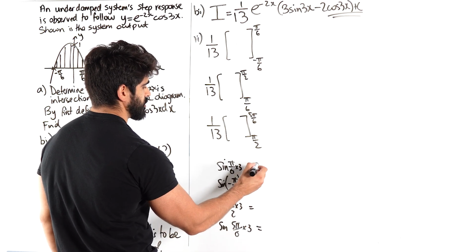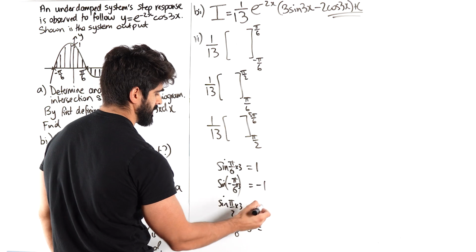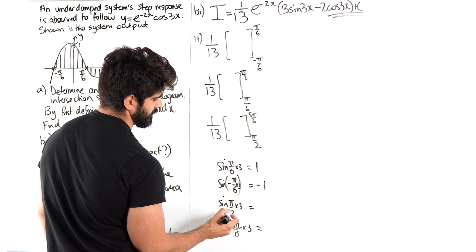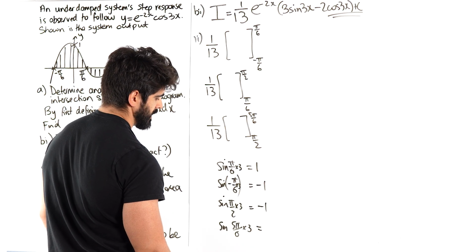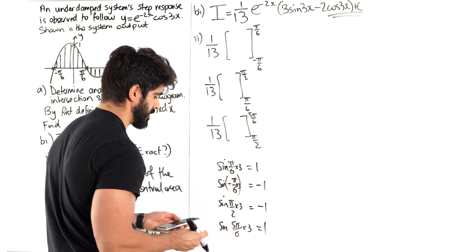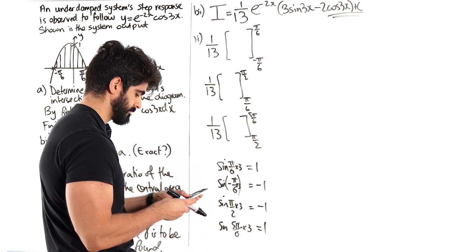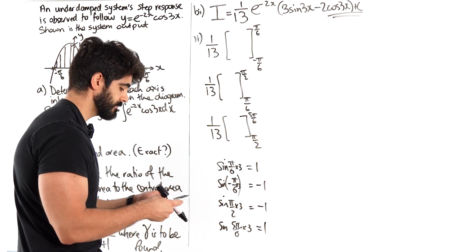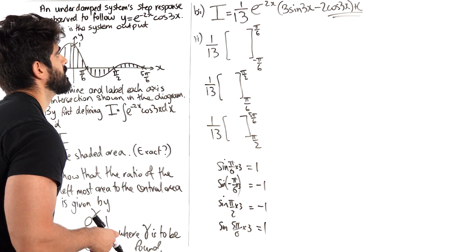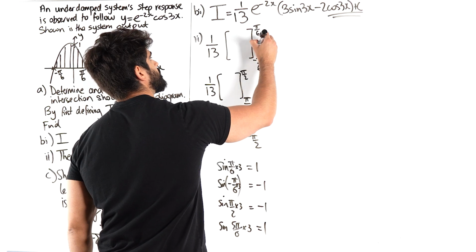That's sine of pi over 2, which is 1. That's sine of minus pi over 2, minus 1. That is sine of 3 pi over 2, which is minus 1. And that's sine of 5 pi over 2, which I think is 1. Yeah. Right. Let's go for it. So we get 1 over 13.